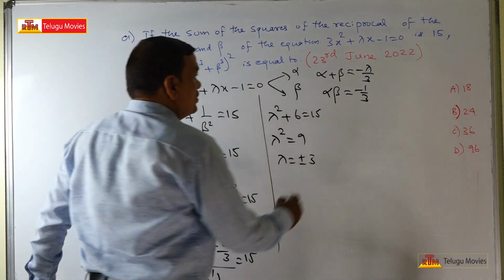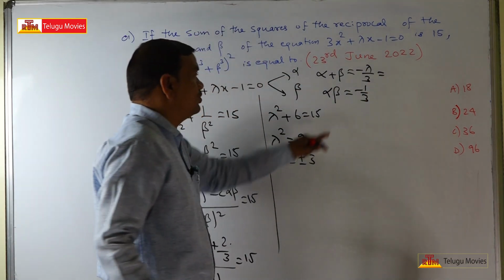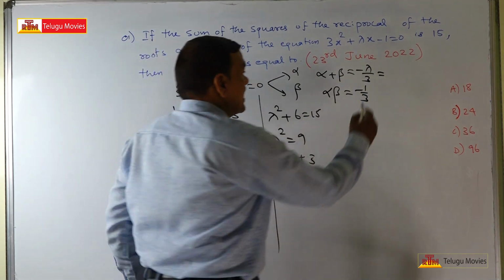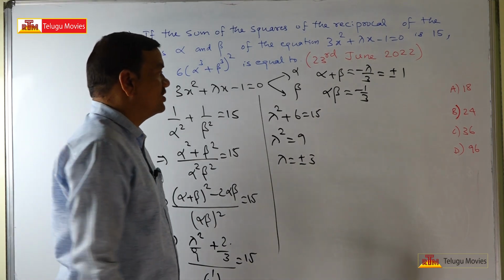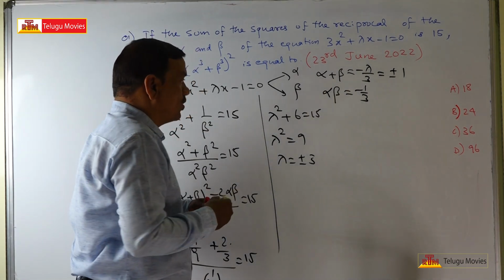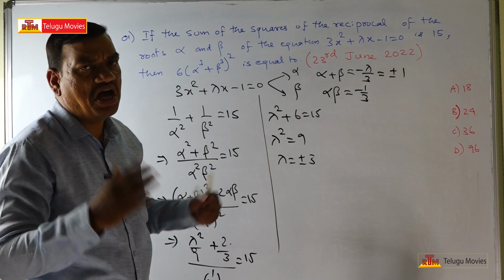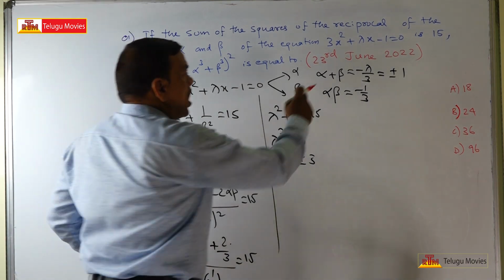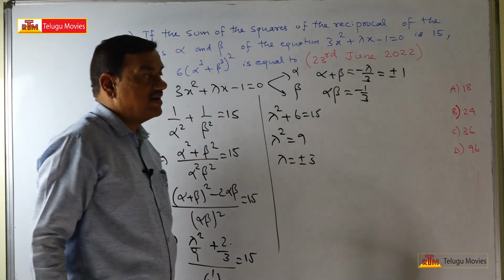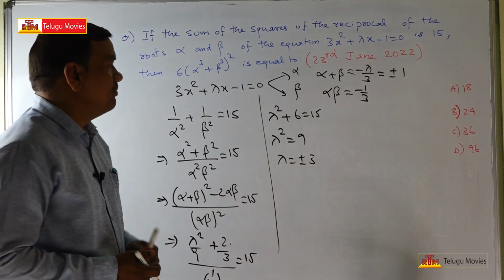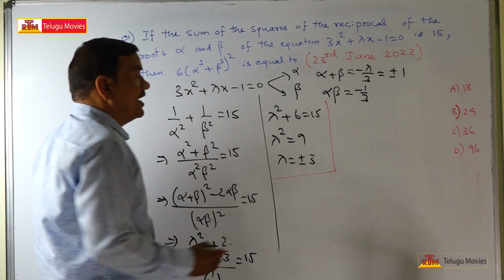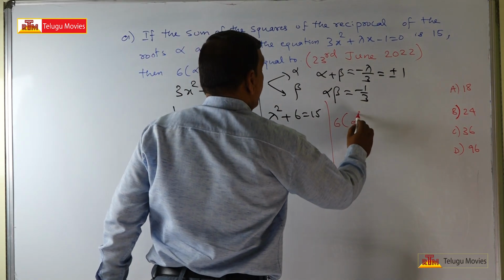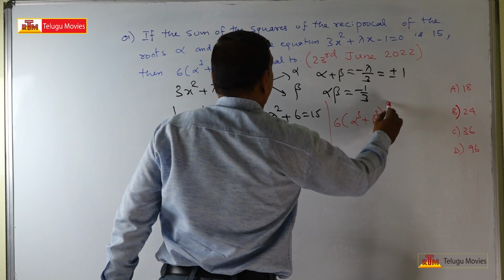Therefore, what will the sum of the roots become? Substitute ±3 here; the 3 will get cancelled and you get ±1. The sum of the roots is ±1 and the product of the roots is −1/3. Very easy one. So you know α + β as ±1 and αβ as −1/3. Now what you have to find out is 6 times (α³ + β³)².